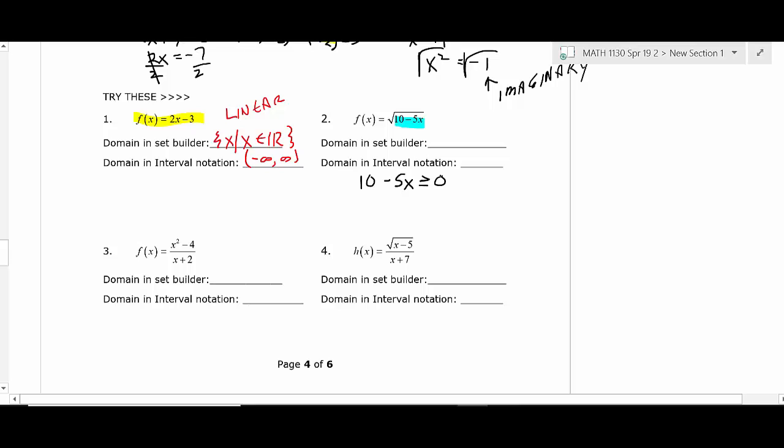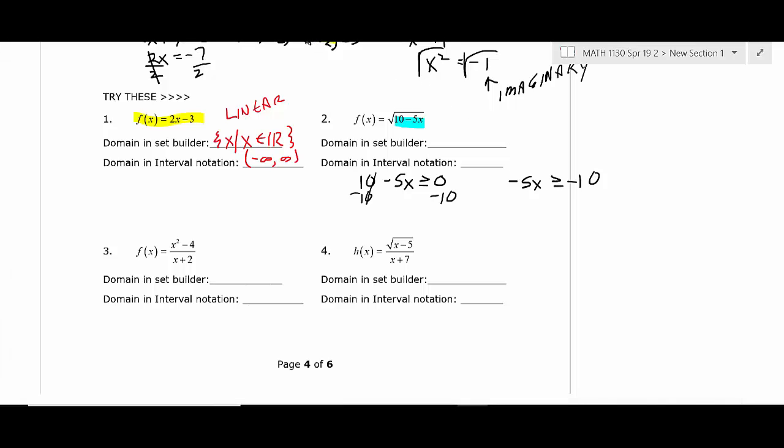Now, I threw this problem at you because I wanted to see how many people remembered how to do this. Now, this one you can subtract 10 from both sides. You don't have to show that step. You would just end up with negative 5x greater than or equal to negative 10. Okay, now let's see how many people remember this.